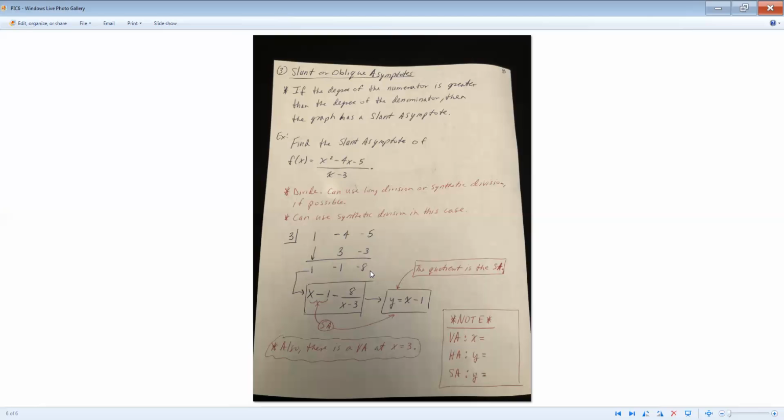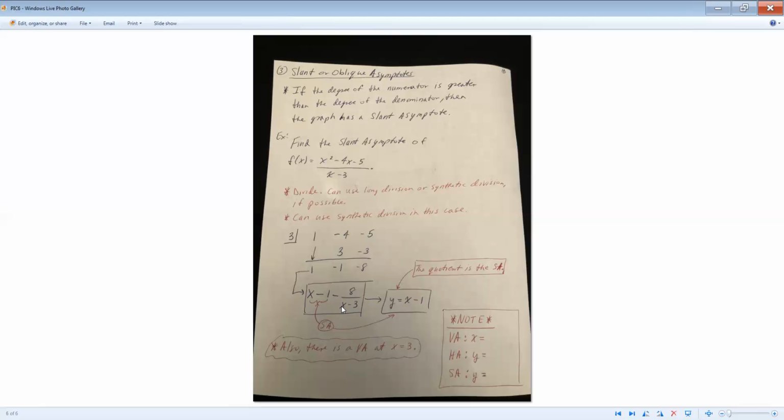So for the setup of my answer, you always start with 1 degree less than what you originally had. That's x minus 1 minus 8 over x minus 3. That's what I was dividing by. So the quotient part, this is my quotient, x minus 1. That's my slant asymptote. I put y in front of that. Y is equal to x minus 1. The remainder has nothing to do with your slant asymptote. The part that comes before the remainder, your quotient, will be your slant asymptote.